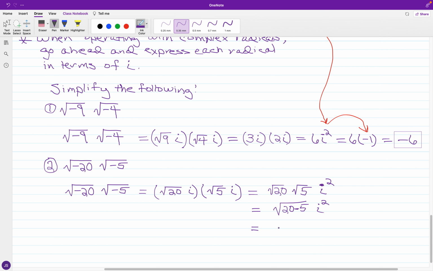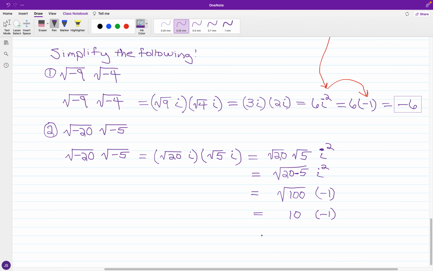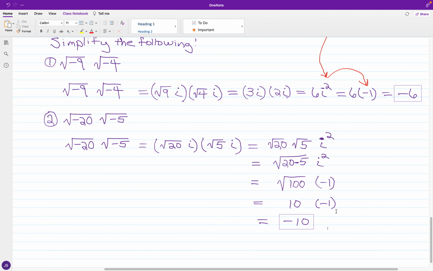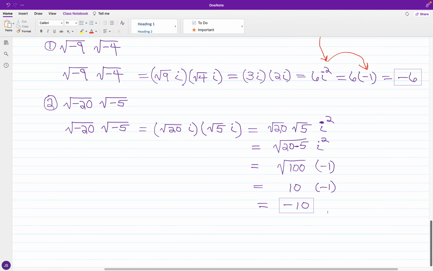So I've got square root of 20 times 5, so this will be square root of 100. And i squared is going to be -1. Square root of 100 is 10. And we have 10 times -1. And so that is going to end up at -10. So just a quick couple of cases that we have concerning multiplication.